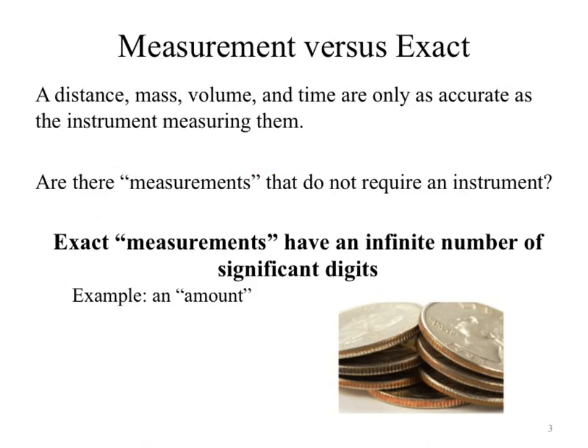So in this example, we could look at an amount, or a number of things. How many quarters are in that picture? 7 quarters. Not 7.3 or 7.2. There are 7 quarters. We are counting a physical number of these things. There is 0 error in that measurement or that observation. And we can show that by saying that we get an infinite amount of significant digits. Does that kind of make sense?